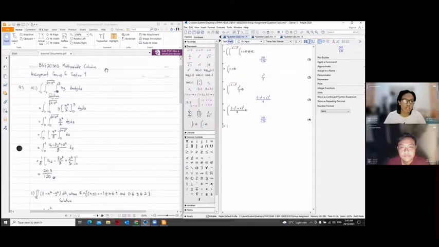So let's go to our first question, 1A Roman. This is a triple integral, and in the manual solution, the answer I get is 203 over 120.